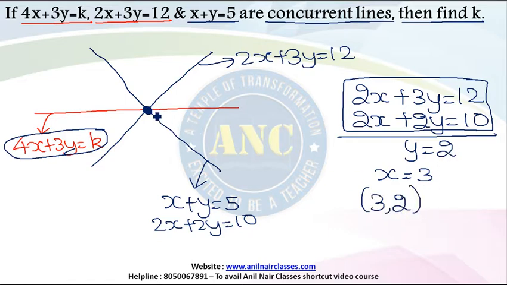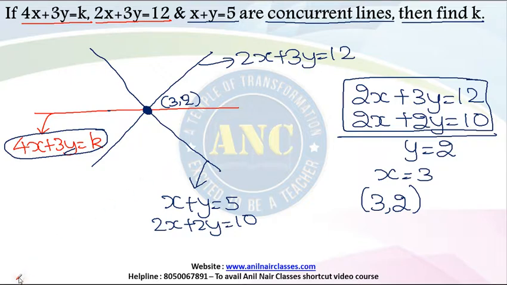That 3 and 2 is nothing but the point of intersection of those two lines. What is the point of intersection of those two lines? It is 3, 2. Can I also say that the same 3, 2 is also the point of intersection of that red color line which I have mentioned there? That means because they are concurrent lines, it is having the same point of intersection.